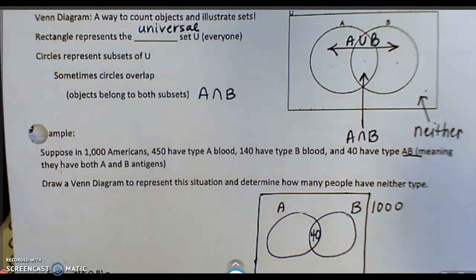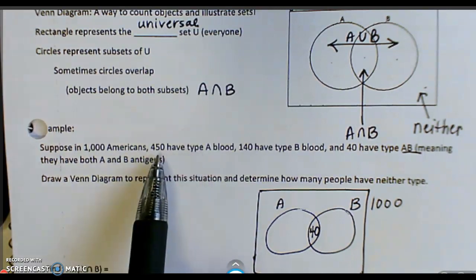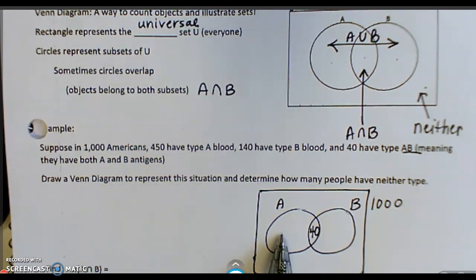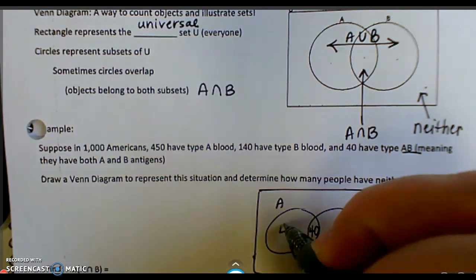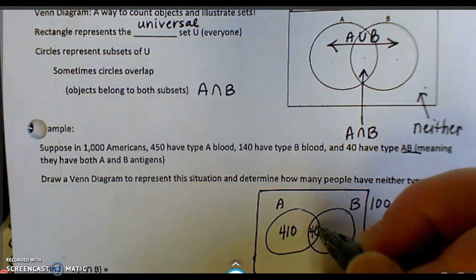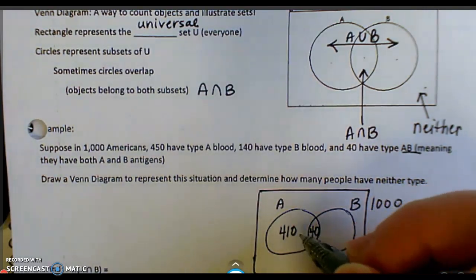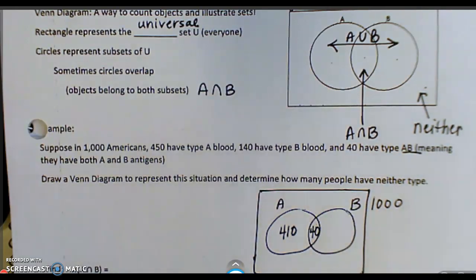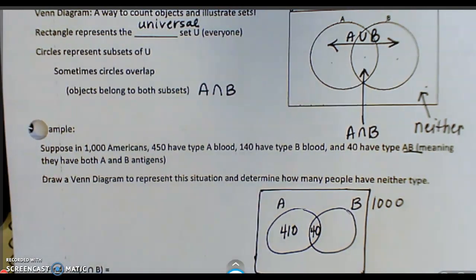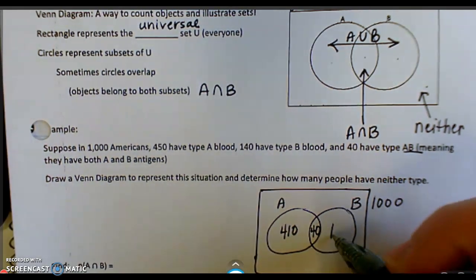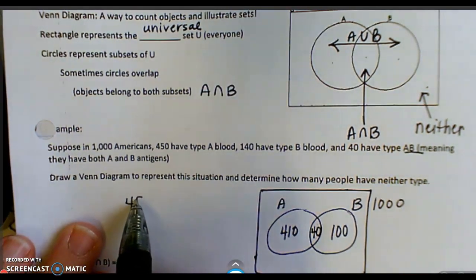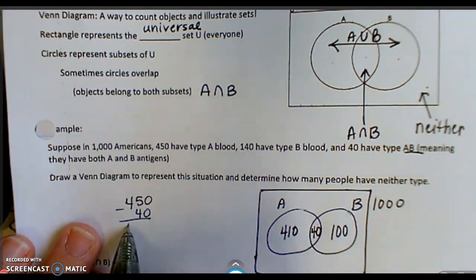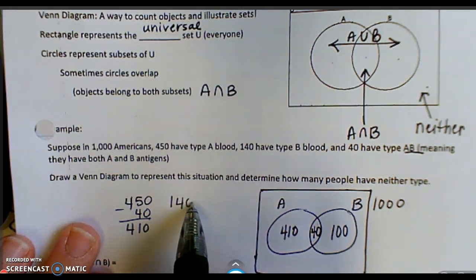That is 40. Okay, where it says you have 450 have A, you did not put 450 right here. You actually have to subtract the 40 off of it, because when you put the number here, that includes not just this part. So adding these together give you A, but separately it works like that. So then when you do B, you're going to take 140 for the B blood, and you're going to subtract 40 to get 100. So we did 450 minus 40, and we did 140 minus 40.